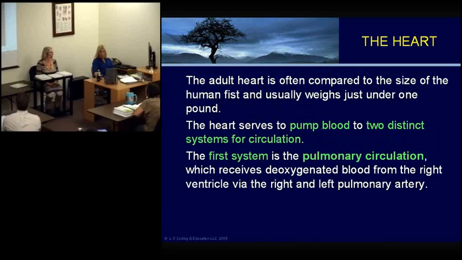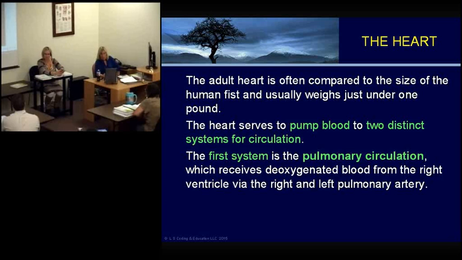The adult heart is often compared to the size of the human fist, usually weighs just under 1 pound. The heart serves to pump blood to 2 distinct systems of circulation. You cannot think of it as one system. You have the pulmonary circulation, the first system, which receives the deoxygenated blood from the right ventricle via the right and left pulmonary artery. So guess what, if the blood is pumping from the heart and going to the lungs, it's going there.